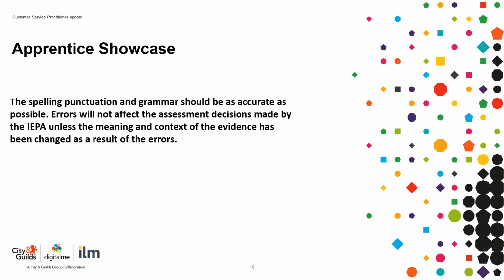Errors that occur or that we find will not affect the assessment decisions made by the EPA unless the meaning and context of that evidence has been changed as a result of the errors. So if it is particularly bad, or if there are lots of errors, or the meaning is unclear, then of course that may affect the ability for that evidence to meet the pass or distinction criteria. So please do bear that in mind, that they carry out a thorough check of their work before it is submitted to us.